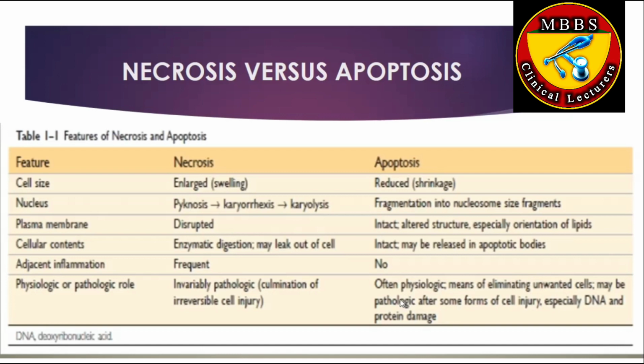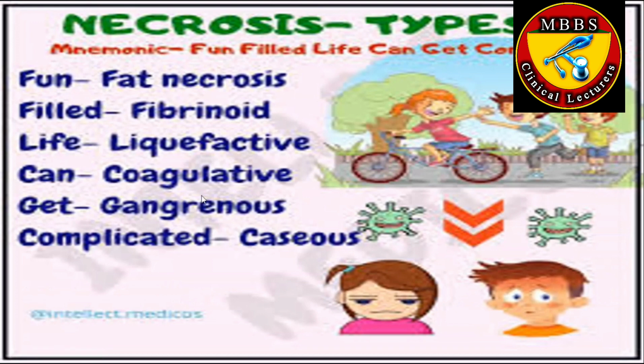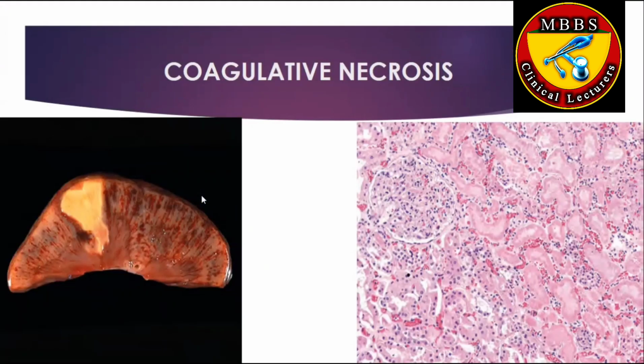So today we focused on necrosis. What are the types of necrosis? What are the patterns of tissue necrosis? There are six patterns of necrosis, including coagulative, liquefactive, gangrenous, caseous, fat, and fibrinoid necrosis. First, we discuss coagulative necrosis.